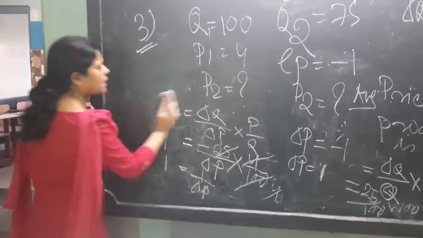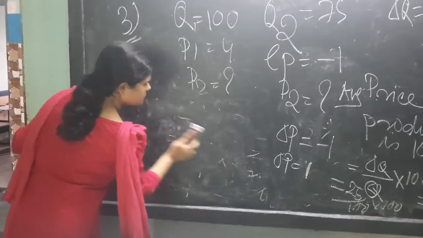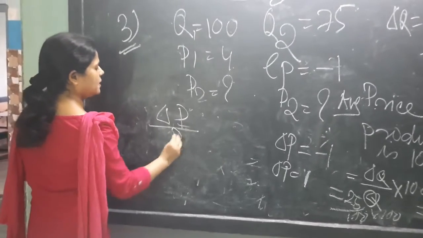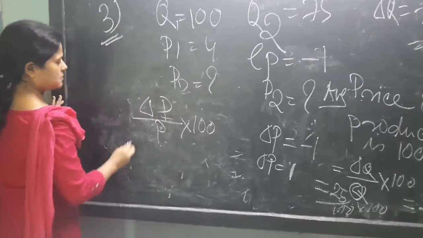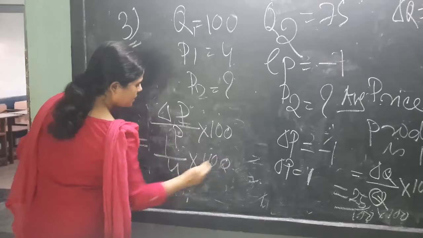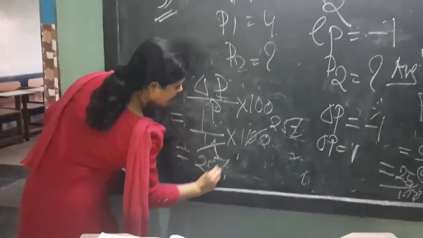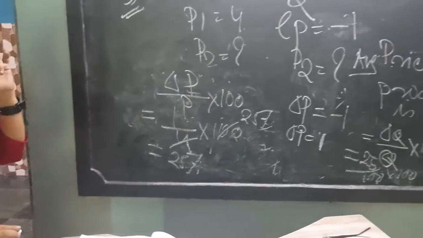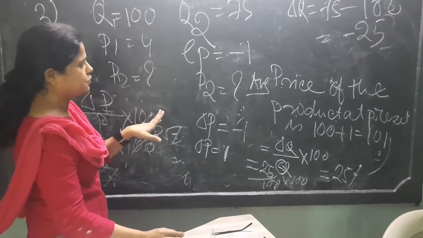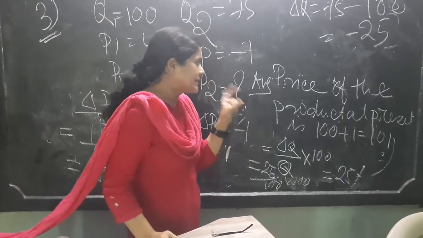Next, I have to find out the change in the price. That is delta P by P into 100. Delta P is 1, P is 4, into 100 is 25%. So here again I have proved it. This proof you don't have to do in the Excel. You have to only find out the value, whatever the requirement. But here I am teaching, we are just cross-checking what that EP means.